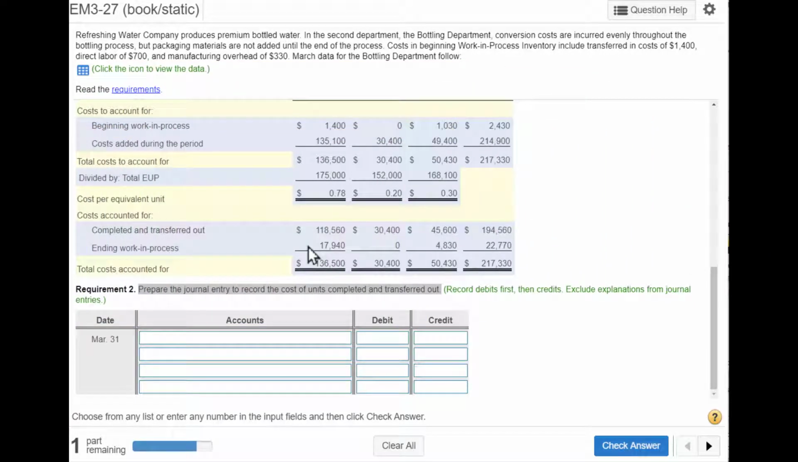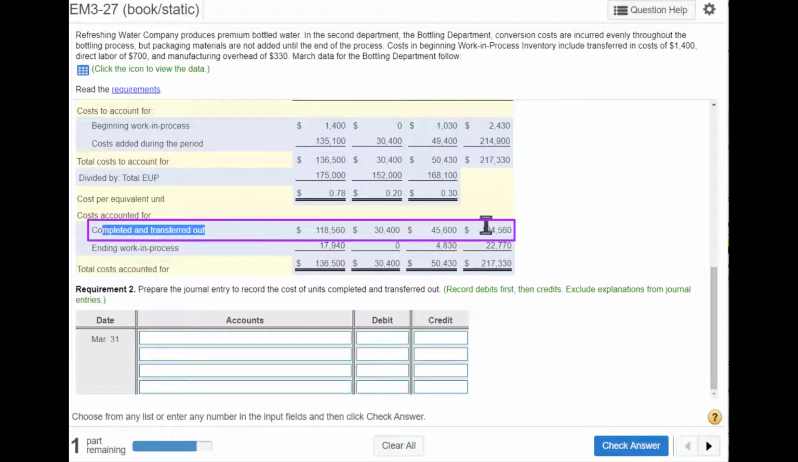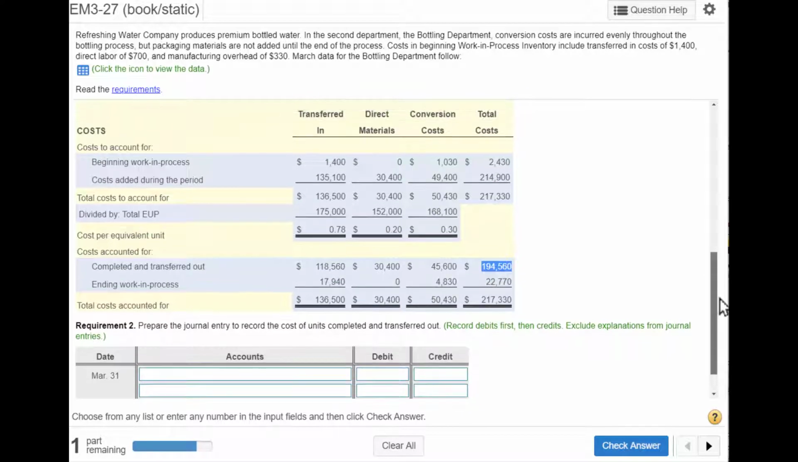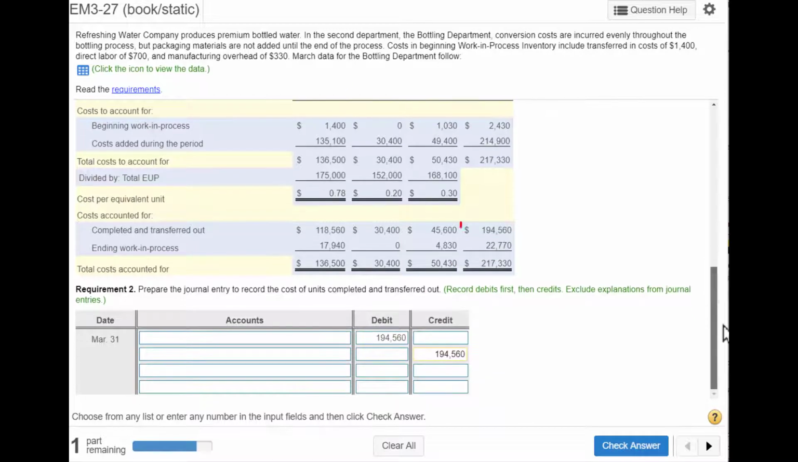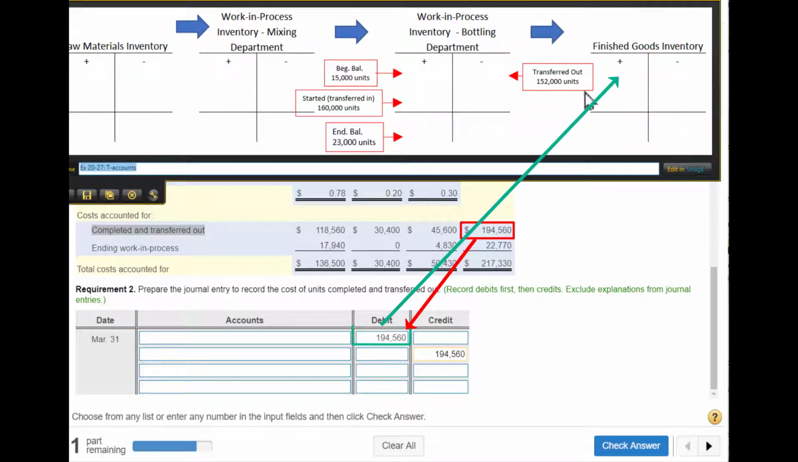So the whole reason we do the production cost report is to try to get this completed and transferred out total costs. So notice we've got the total cost column, and we want to take this number, 194,560, copy and paste it for the debit and credit, because that's how much it cost to create those units that were completed and transferred out. So these 152,000 units completed and transferred out, it costs $194,560 to manufacture them.